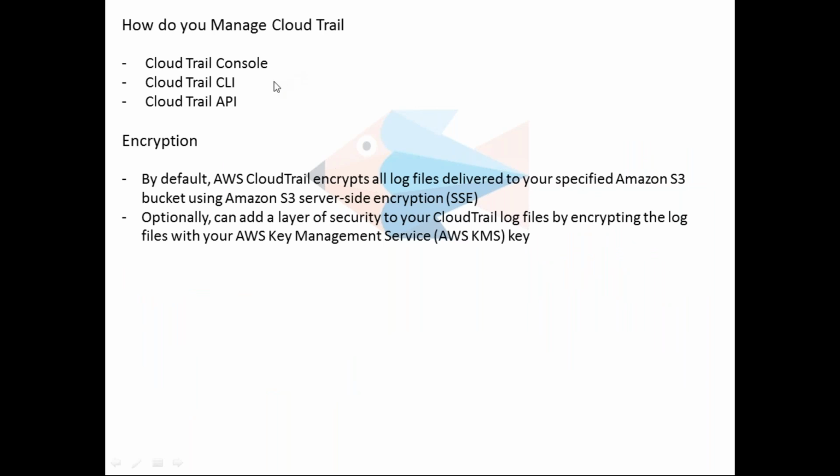So how do you manage CloudTrail? Through console, through CLI, or through API. Next comes encryption. So by default, CloudTrail encrypts all log files delivered to your specified S3 bucket using server-side encryption. Optionally, you can add a layer of security to your CloudTrail log files by encrypting the log files with KMS.